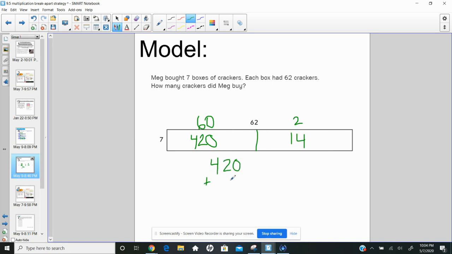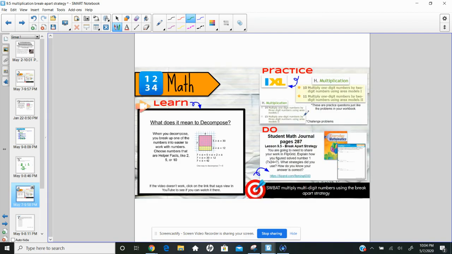I want to make sure I line up my ones place and my tens place together. I had no hundreds in the 14. So 0 plus 4 is 4. 2 plus 1 is 3. And then bring down the 4. So my answer, how many crackers did she buy? She bought 434 crackers.